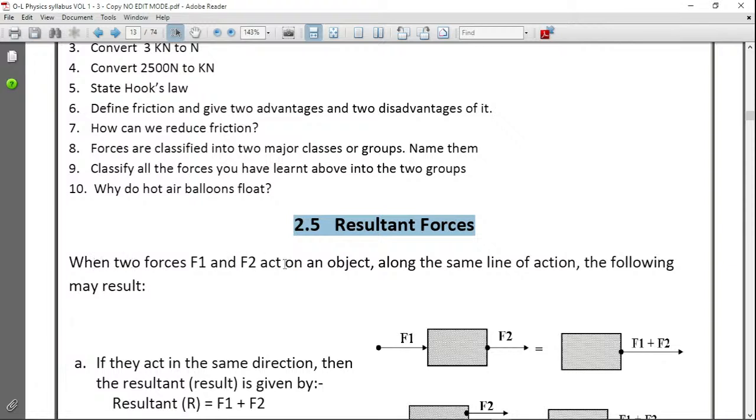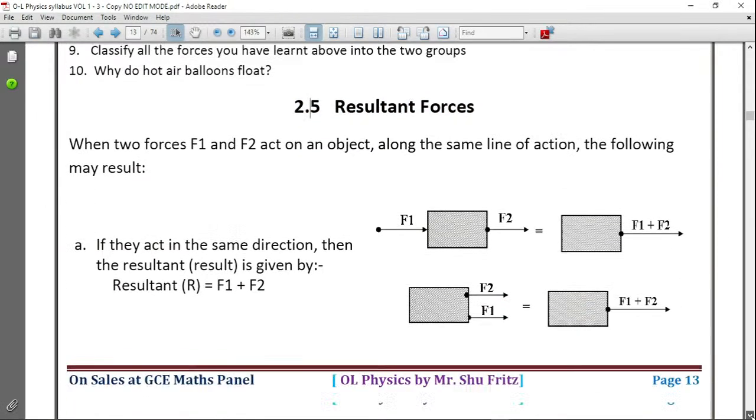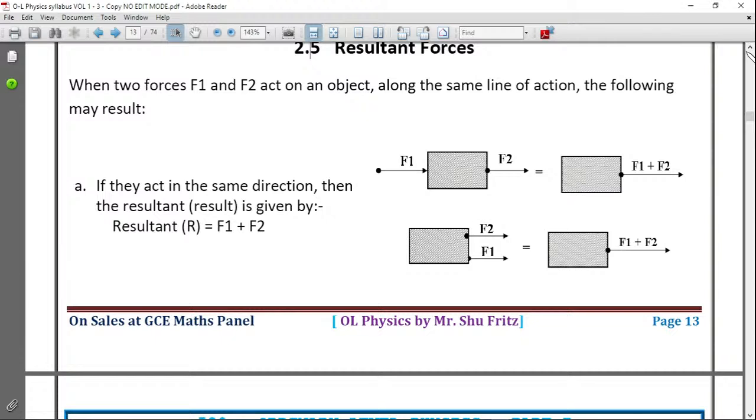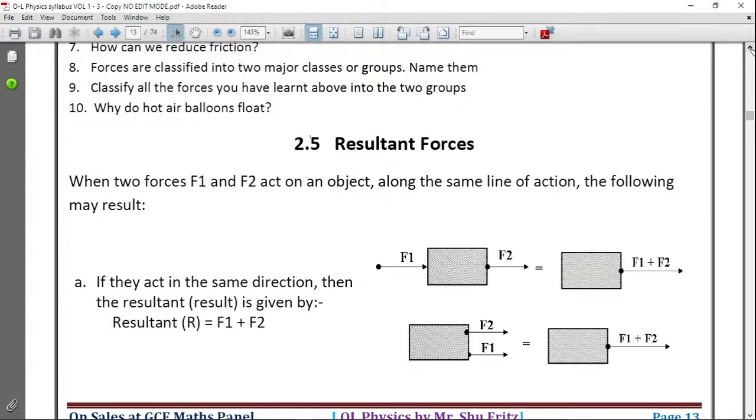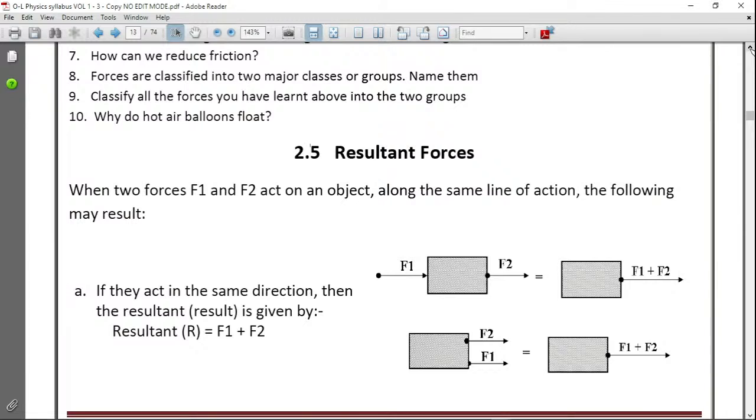When two forces F1 and F2 act on an object along the same line of action, we may have the following results. So here we are looking at resultant forces. When two or more forces act on an object, there will be a resultant force. Like if a small car hits a trailer, there should be a resultant force. So now let's look. If two forces F1 and F2 act on an object along the same line, this is the line of action, then the following may result. If they act in the same direction, like F1 and F2 here, the resultant force will be F1 plus F2.